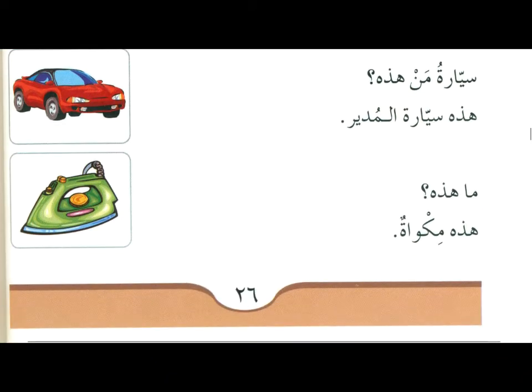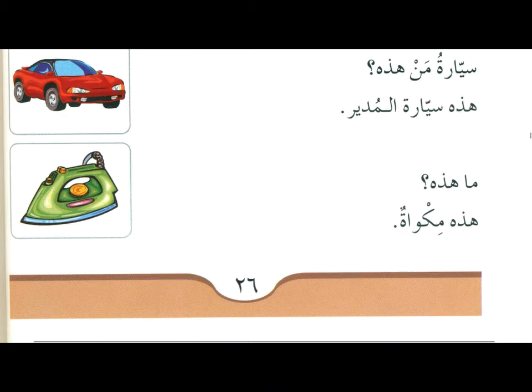Sayyaratu man hazihi? Sayyaratu man, whose car? Hazihi, this. Whose car is this? Hazihi sayyaratul mudir. This is the car of the headmaster. Ma hazihi, what is this? Hazihi miqwah. This is an iron.